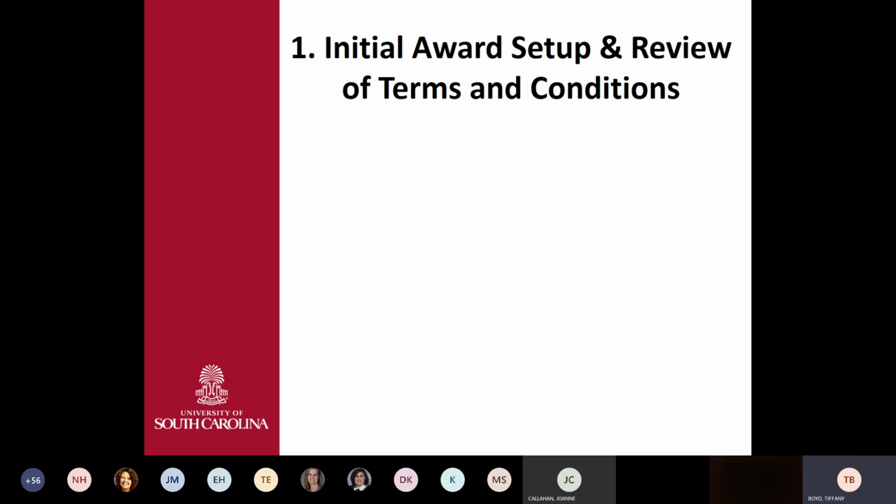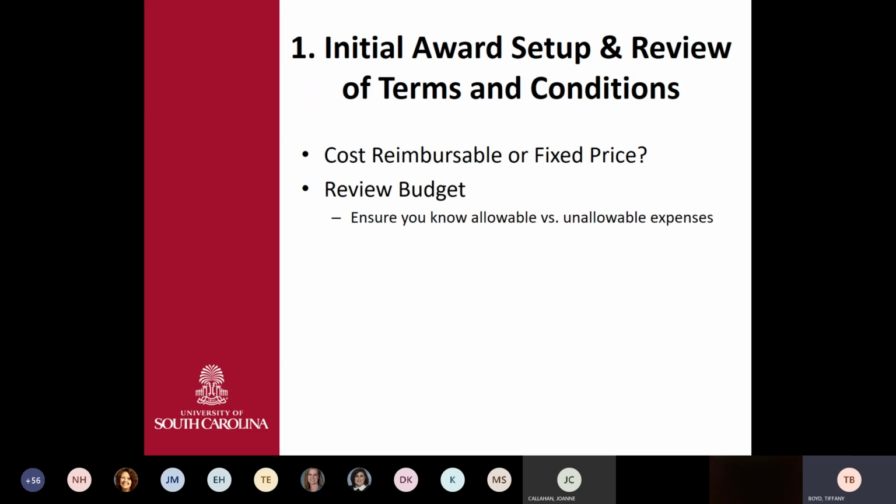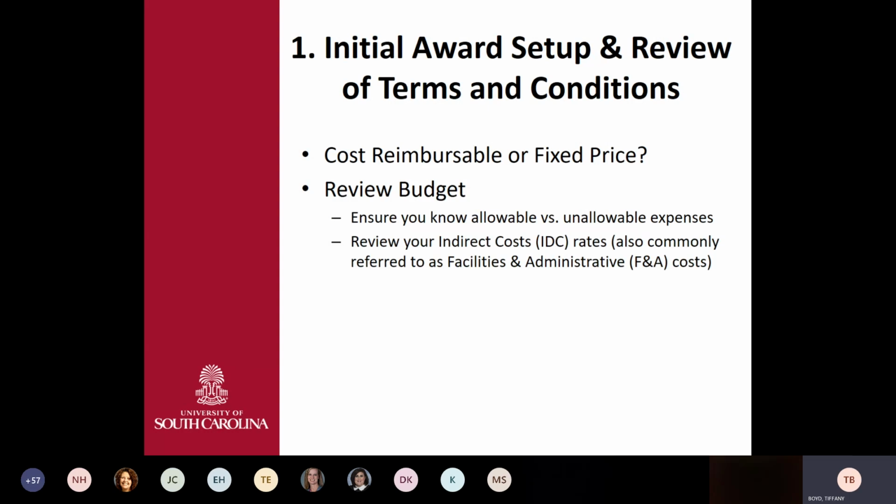So step one, initial award setup and review of terms and conditions. The first question is determining whether or not that award is cost reimbursable or fixed price. You want to make sure that you're reviewing that budget so that you know how you're allowed to spend it, so that you know what's allowable and unallowable. Are you allowed to incur travel expenses? Are you allowed to pay participant support cost? Things of that nature.